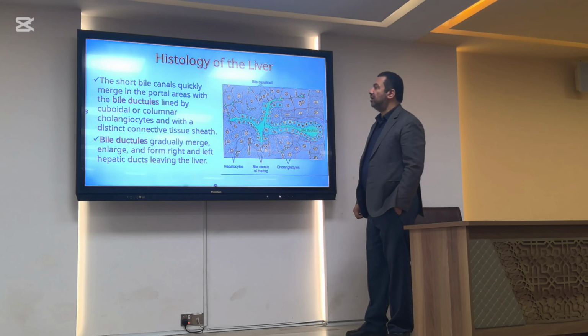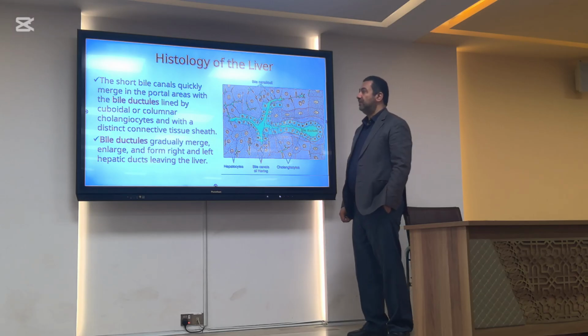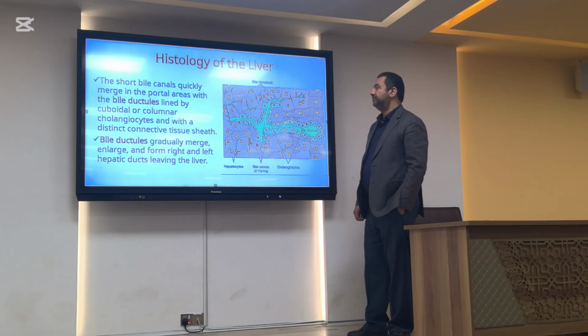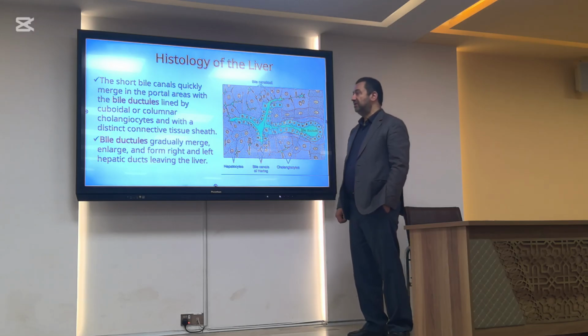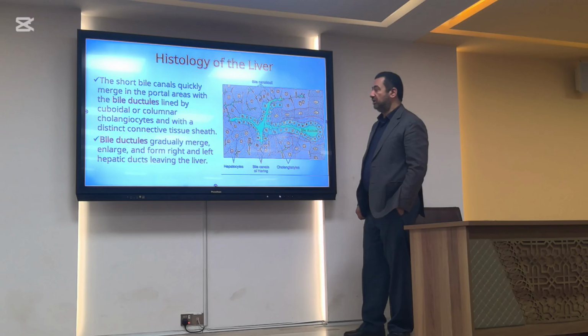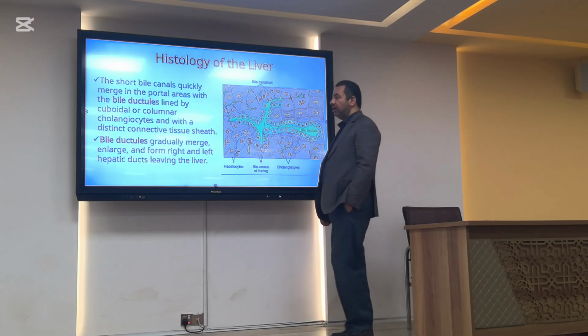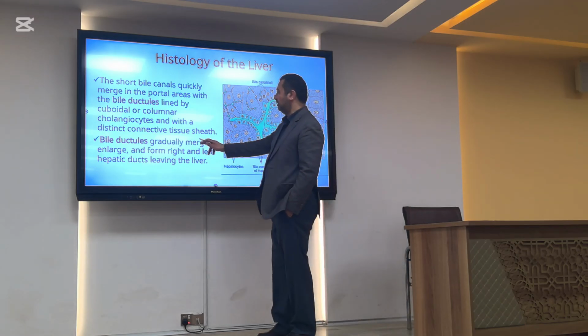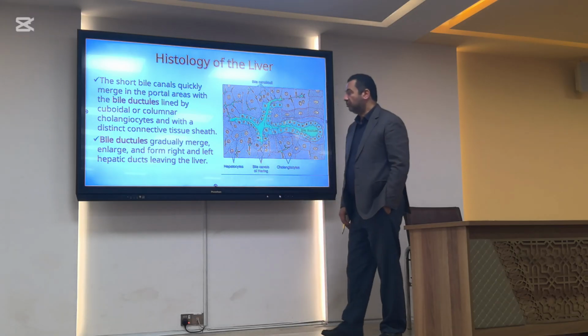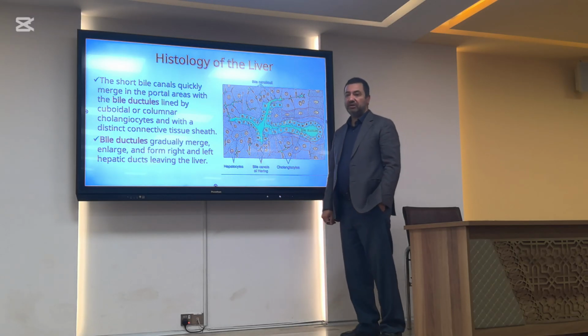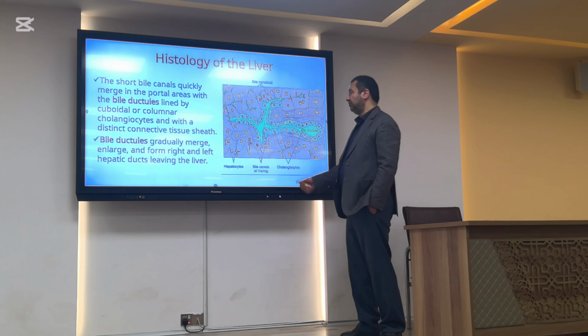The short bile canals quickly merge in the portal areas with the bile ductules lined by cuboidal or columnar cholangiocytes and with a distinct connective tissue sheath. Bile ductules gradually merge, enlarge, and form right and left hepatic ducts, leaving the liver.